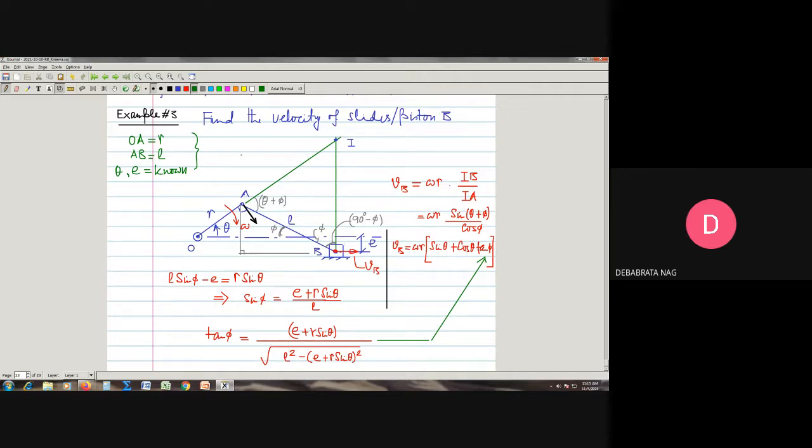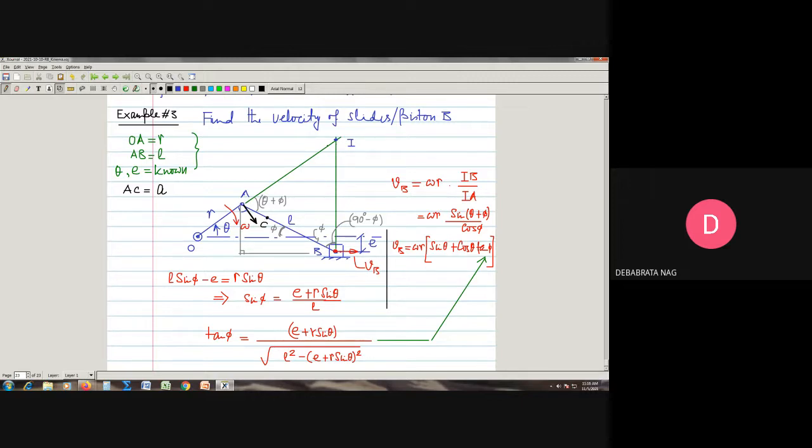In fact, if someone now defines another point, let's say we define a point C on this connecting rod, and this distance AC is also known. This distance AC is known to be equal to, say, A. So I can find out the instantaneous velocity of this point also.